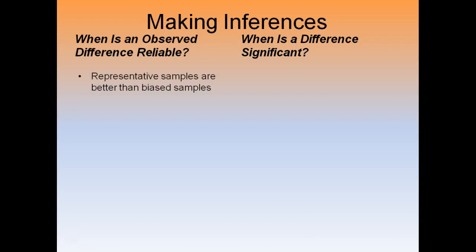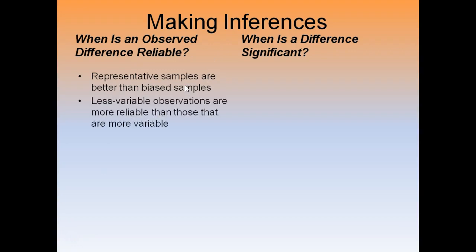All right, making inferences when you're doing experimental studies. When can we make inferences? When is an observed difference reliable? So when we see something and we notice it's different, when can we actually trust it? Well, the first is if it's a representative sample. If it's a representative sample, then that's better than any other sample.